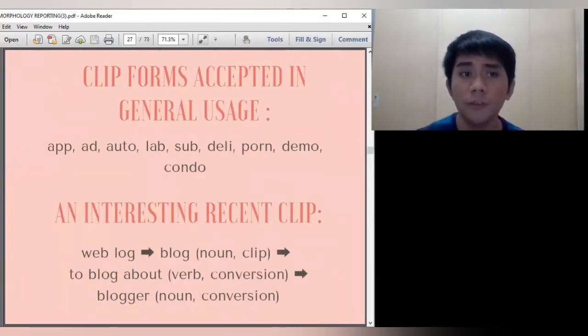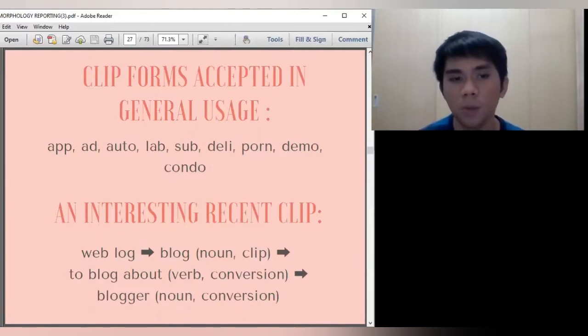Here are some examples of clips that are accepted in general usage, like app, a shortened form of application, ad from advertisement, auto from automobile or automatic, lab from laboratory, sub from subway, deli from delicatessen. We also have porn, demo, and condo. An interesting recent clip is the blog from weblog. It's a noun. And then from clipping, we now have the verb to blog about, which is actually an example of conversion. And from the verb to blog about, we now get blogger, which is a noun, again through the process of conversion.